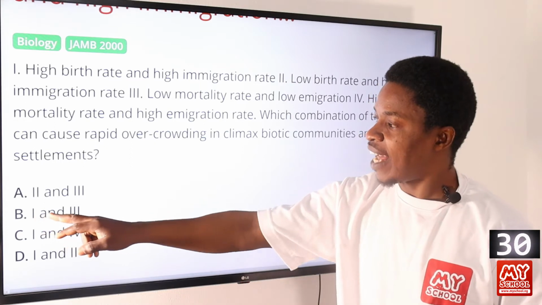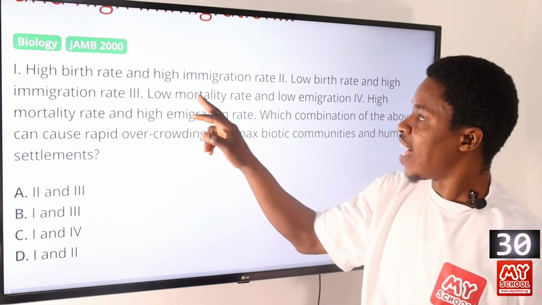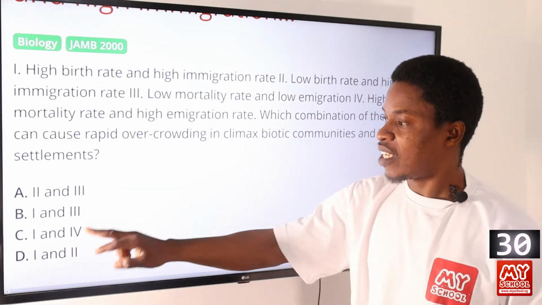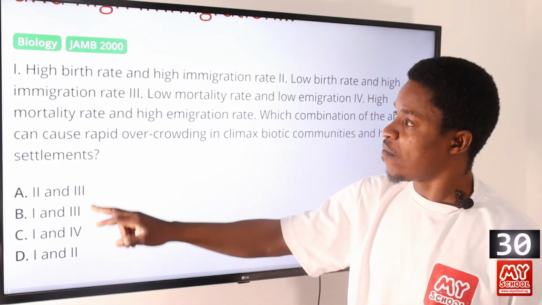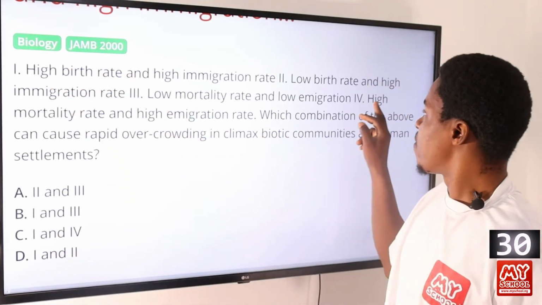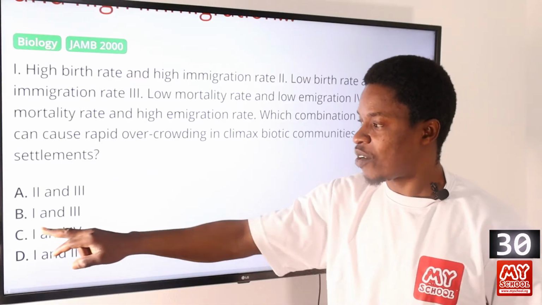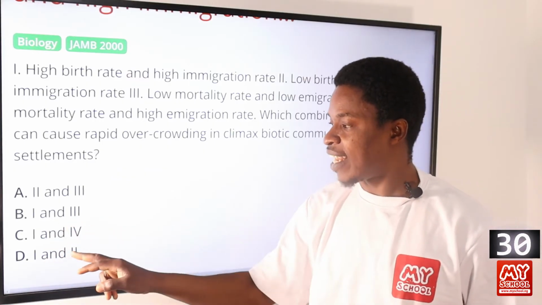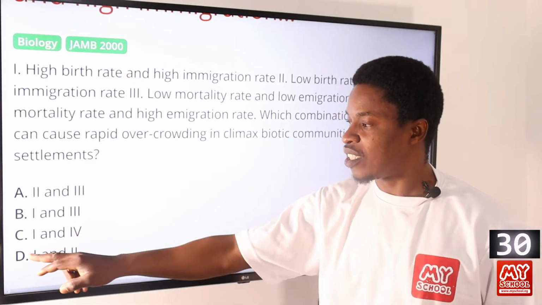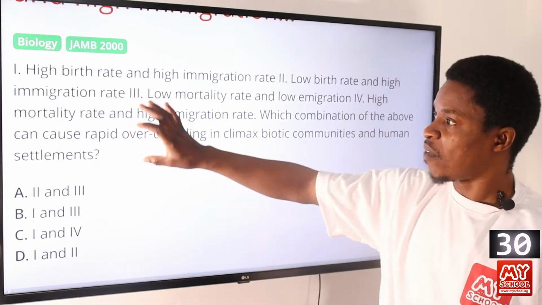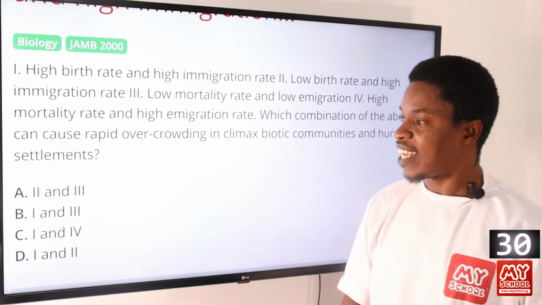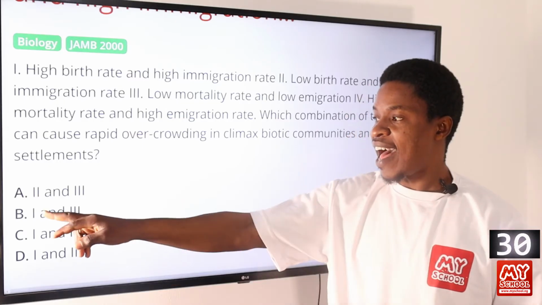Option B, we have I and III. This and then this one. Yes, this is correct. Let's look at option C. It is I and IV. This and then IV, high mortality rate. No, this is correct, but this is not. Then II and III, this is correct, but this is not. So this is null. So based on these factors, the correct answer here is option B, I and III.